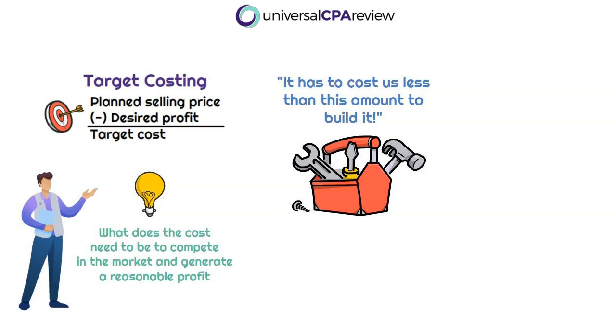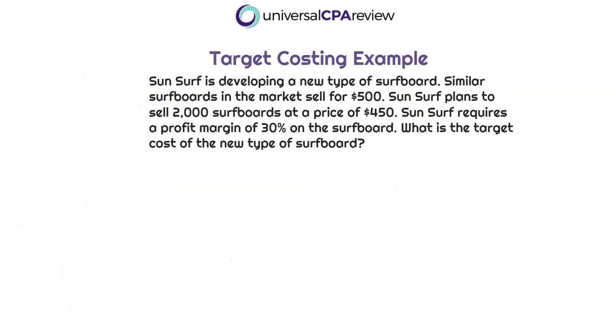So let's go through an example because I understand conceptually this might be hard to understand. It's a newish topic. So it says that Sunsurf is developing a new type of surfboard. Similar surfboards in the market sell for $500. But Sunsurf plans to sell 2,000 surfboards at a price of $450. They require a profit margin of 30% on the surfboard. What is the target cost on this new type of surfboard?